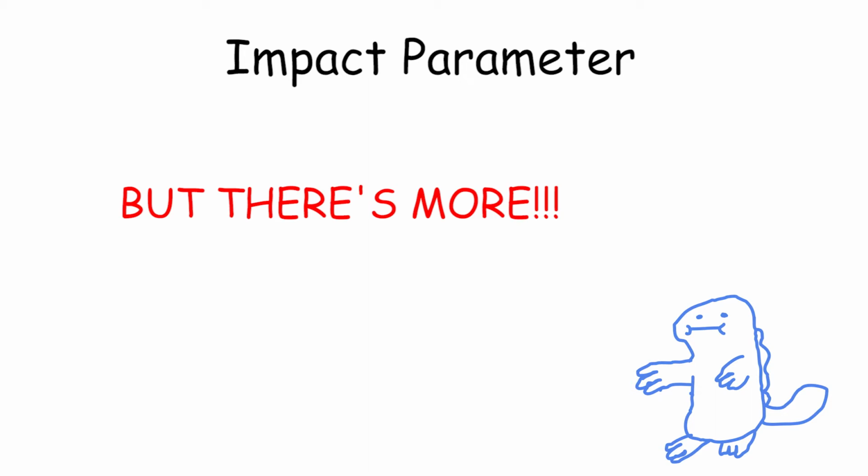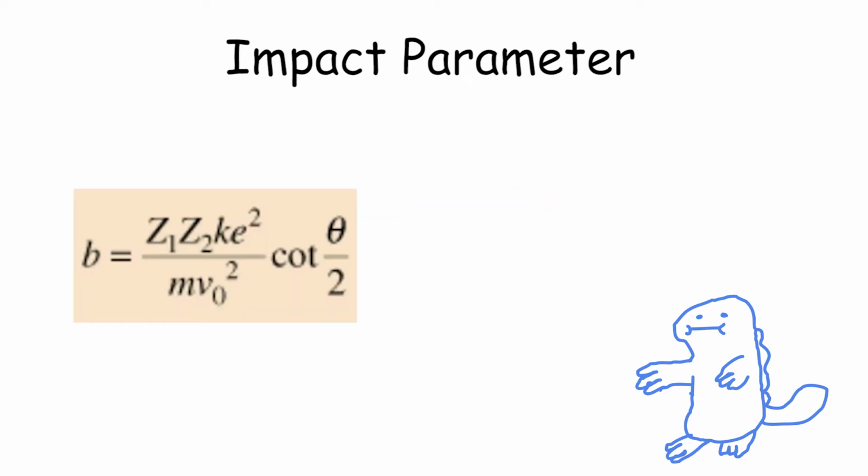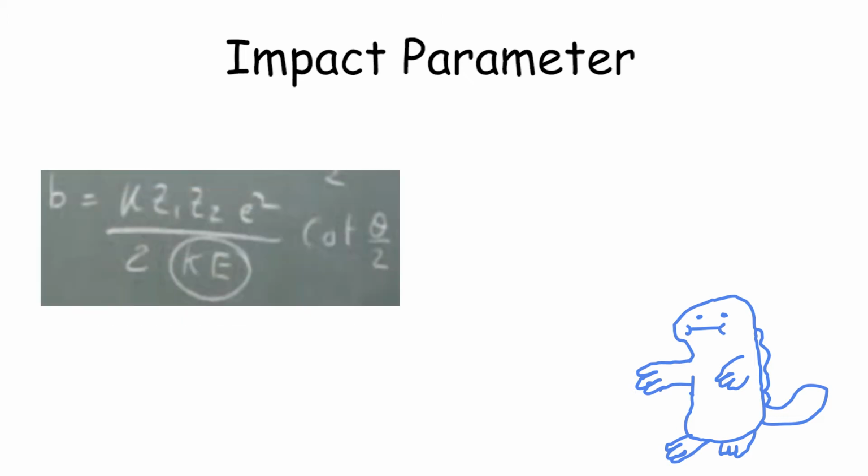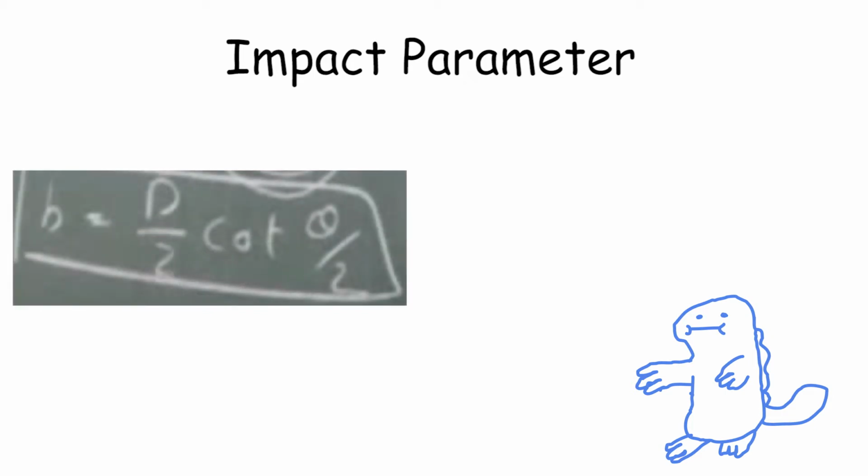But there's more! If the mass is doubled, then P must also be doubled, and thus we can actually bring kinetic energy into the equation. And looking at this, we notice that that part right there is nothing but the equation for distance of closest approach, and therefore the impact parameter equals distance of closest approach over 2 cot theta over 2.